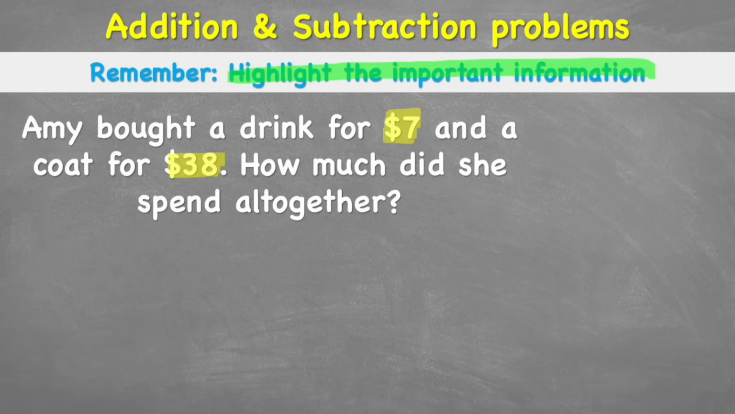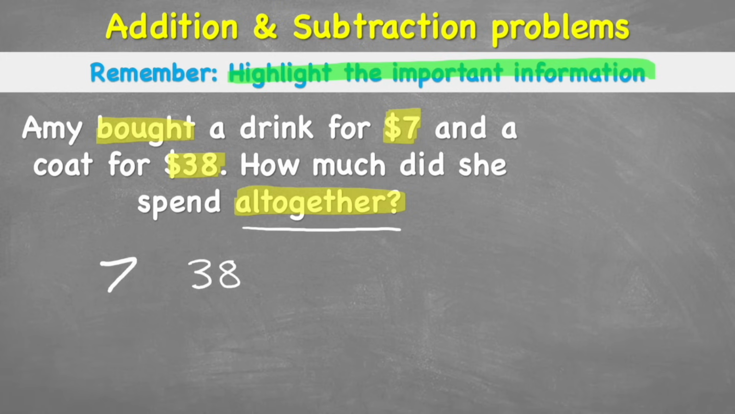But we also need to work out which operation we're going to be using, whether it's addition, subtraction, or maybe even something else. So it says here, Amy bought. So we know she's got something, so she's gained something. That sounds a little bit like addition. But the key thing here is this word at the end that says altogether. So therefore we can create our number sentence. So we have a drink at $7 and then we have a coat for $38. So these are our two figures, and our altogether means that we are going to be using addition.